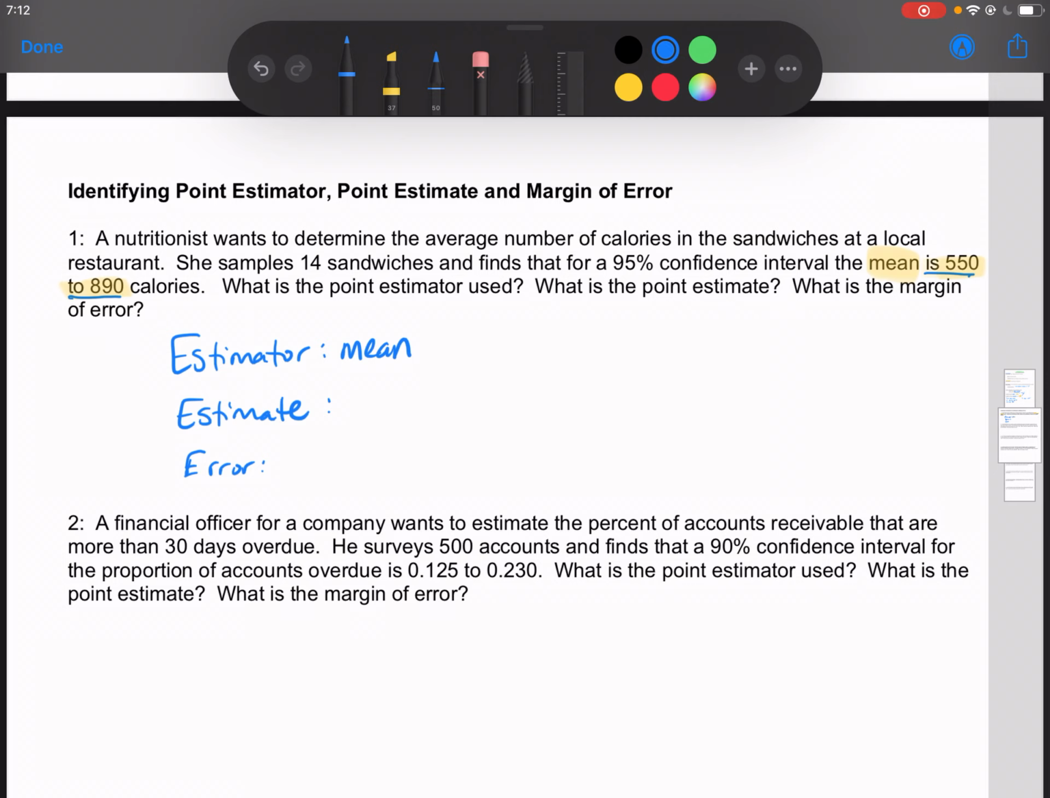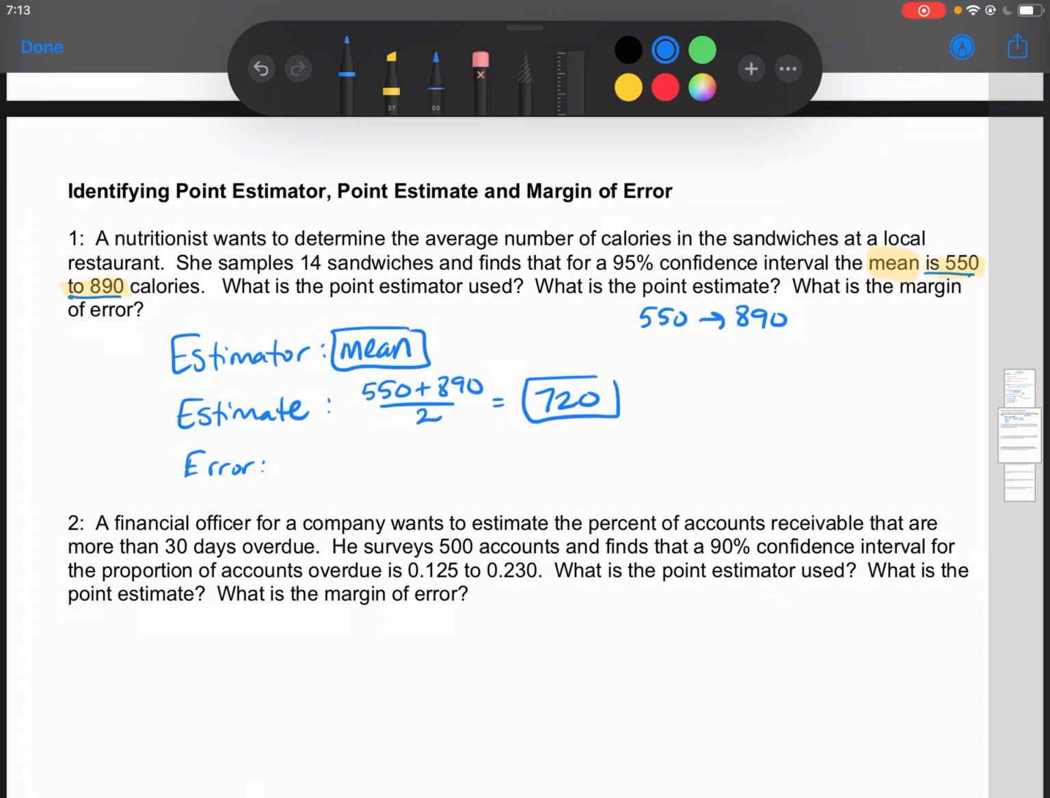The estimate is to find the point estimate. If your confidence interval is going from 550 to 890, then the point estimate is always halfway between. So to find the point estimate, you're going to add those two together, divide by 2 because you're averaging them. You're finding the exact middle. And when you calculate that, you get 720.